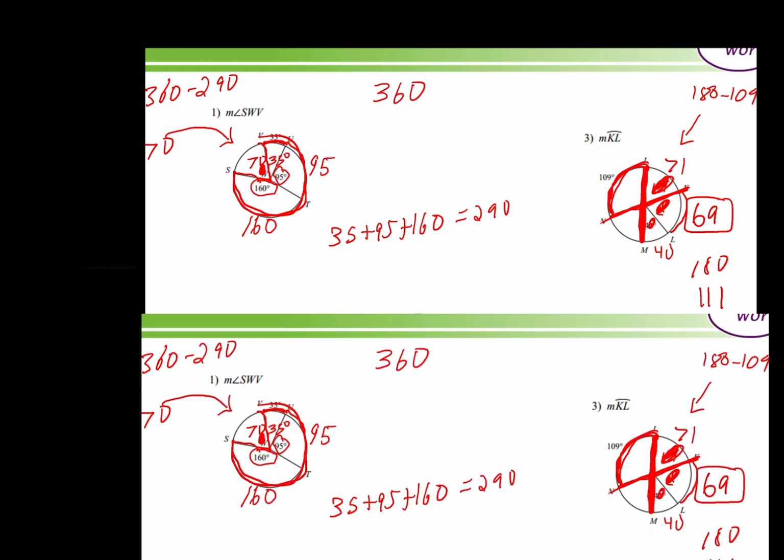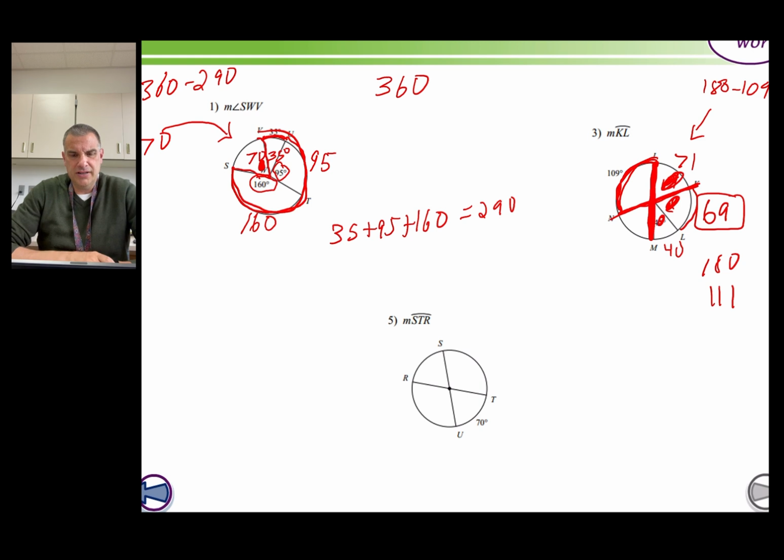All right, so let's take a look at question number 5 down there. It says, find the measure of STR. So I'm going to mark STR first. Now remember, when you're doing arcs, I said it at the beginning, you have to go in alphabetical order. You have to go in the order that it goes. So STR is way over here.